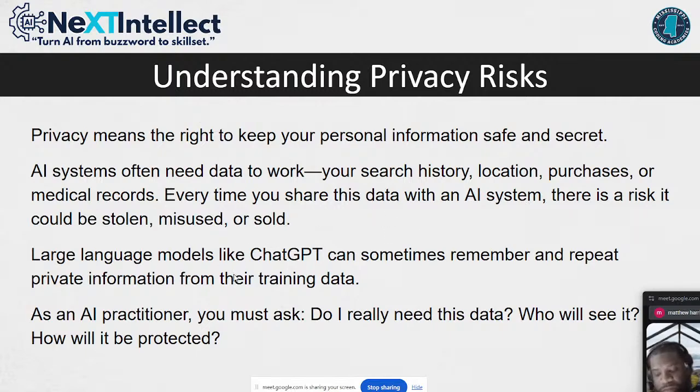So that was the thing. It said the danger of ChatGPT, even in your own private chat. What if it repeated that information as output to somebody else? It's possible. So, as an AI practitioner, you must ask: do I really need this data? Who will see it? And how will it be protected?